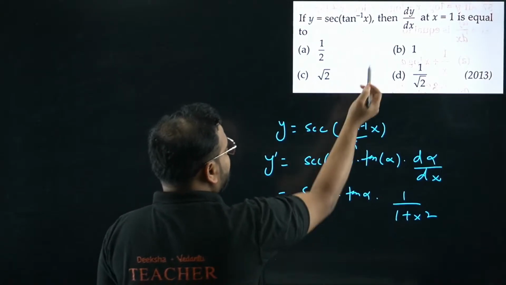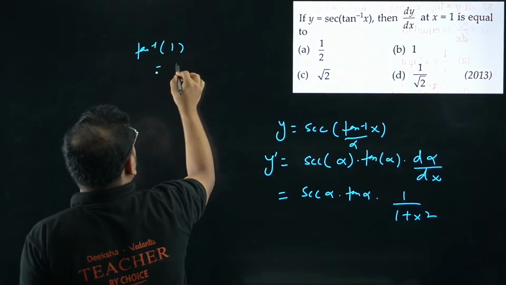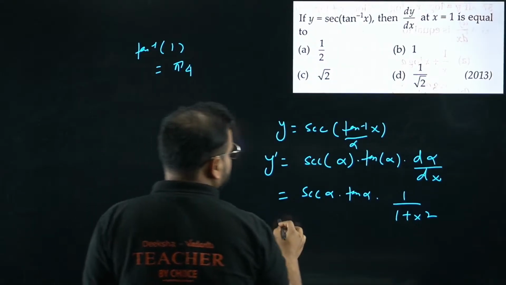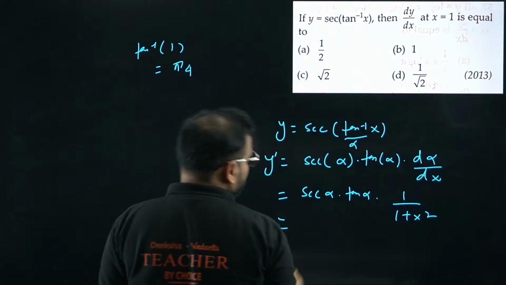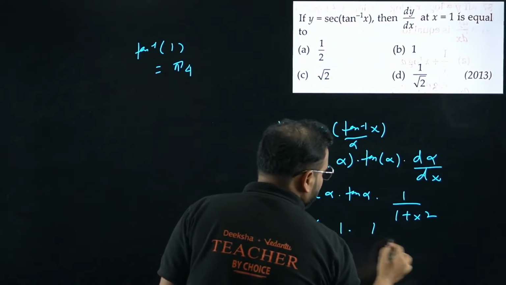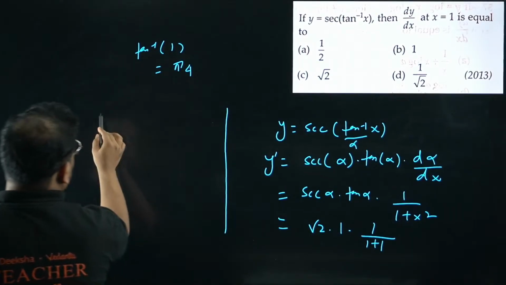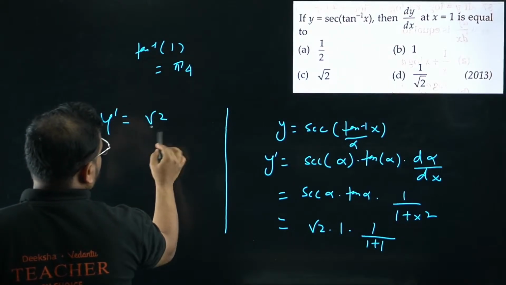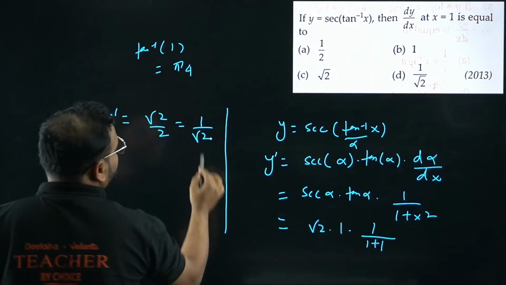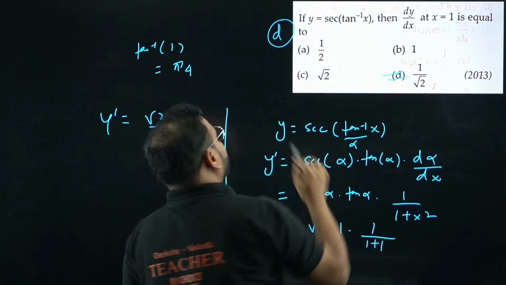I'm putting the value of x as 1. Tan inverse of 1 becomes pi by 4. So sec pi by 4 is simply root 2, tan pi by 4 is 1, and this becomes 1 upon 1 plus 1. So I get y dash as root 2 upon 2, the answer is 1 by root 2. Option D is correct.